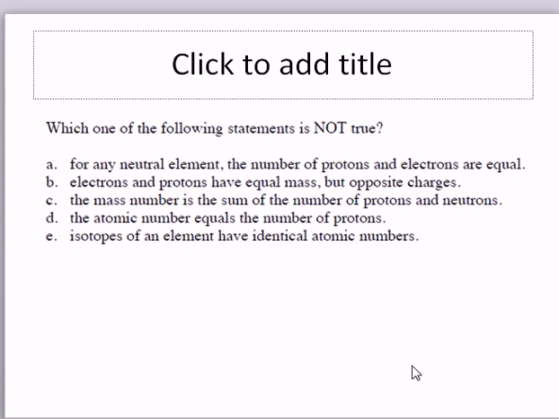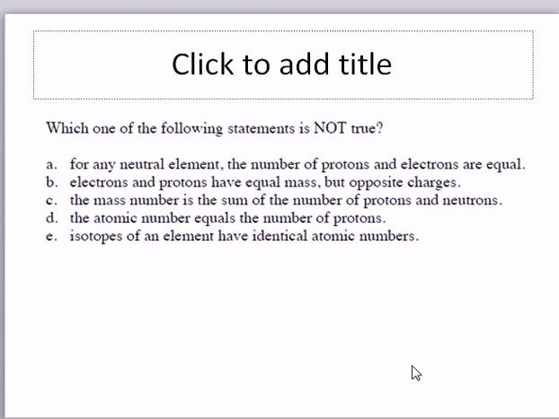And D covers it as well. Atomic number equals the number of protons. So now you have to understand, is atomic number associated with protons? And the answer is yes. So both D and E are correct. Isotopes of the element have the same number of protons. What makes isotopes? A different number of neutrons. In D, atomic number is equal to the number of protons.